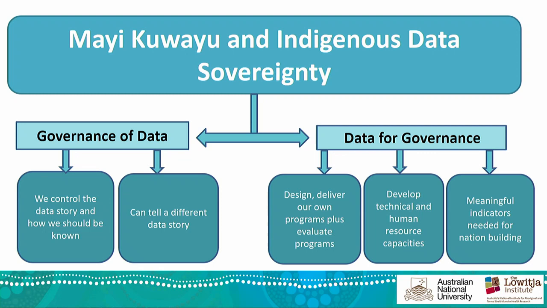But then we also need data for governance. So how do we make our own decisions? So that's around designing, delivering our own programs, plus evaluating programs as well. So we need information to do these things. Are the programs that are being implemented in communities, are they working? It's also around developing our own technical and human resource capabilities as well. So the Mayi is a great one. That's why we're heavily invested in the Mayi and having Mayis within our unit, but also doing the statistical capacity stuff out in communities as well.